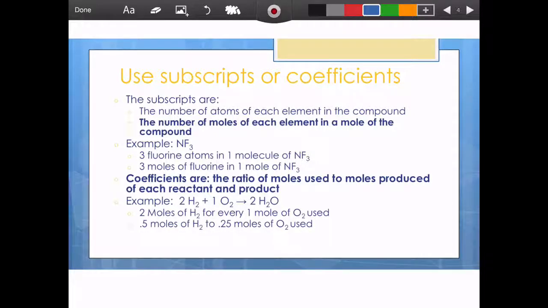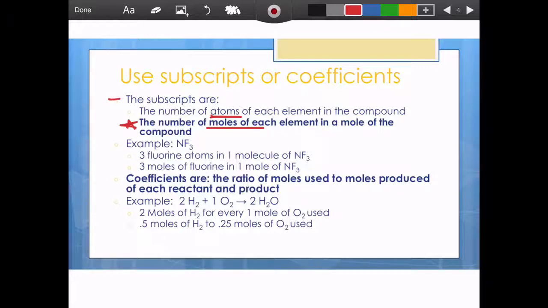We've used subscripts and coefficients a lot in our most previous units. You guys have used subscripts as the number of atoms of each element in a compound. I'm going to tell you that that is still true. There's nothing wrong with that. But the thing that is kind of cumbersome is the fact that we can't count individual atoms when we get to the lab and we're actually doing reactions. So instead of individual atoms, most of the time when we're doing stoichiometry, we think of the number of moles. So we think of subscripts as a number of moles of each element.